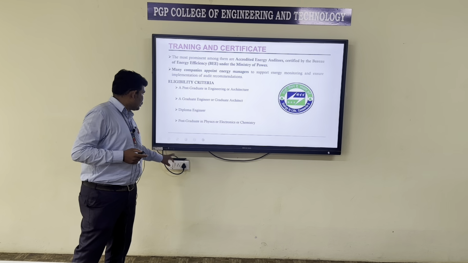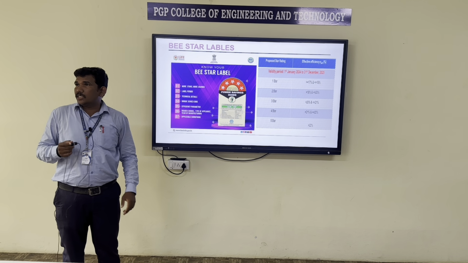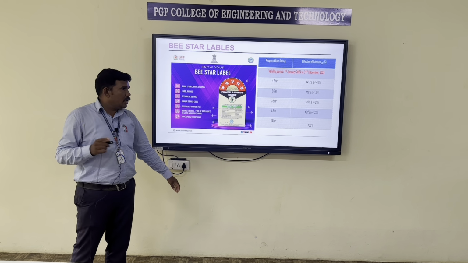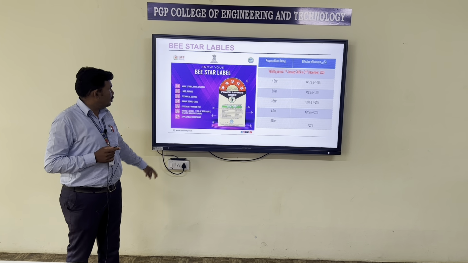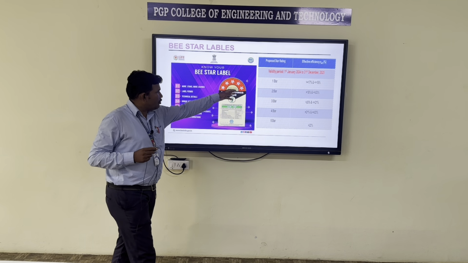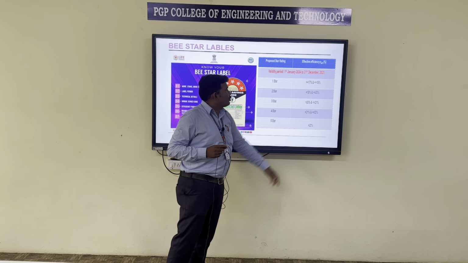So the BEE is responsible for the star labeling. You can see the star labeling in all ACs, all electrical equipment, in fans, ballasts, everything. So you can see the star rating. So what will be the star rating? The star rating you see is valid for 31st December 2025.